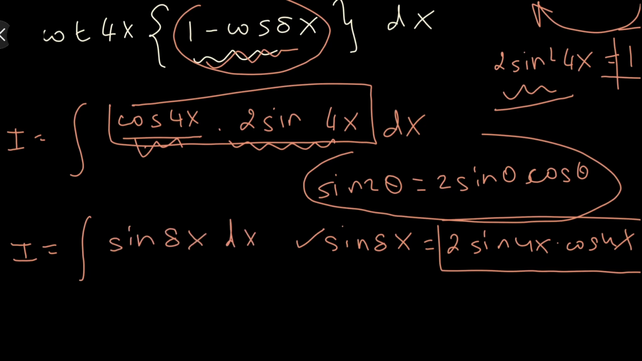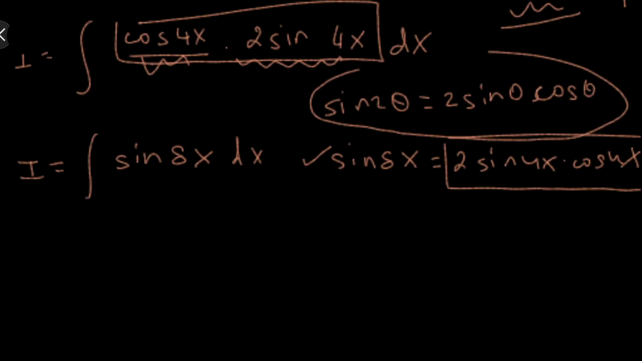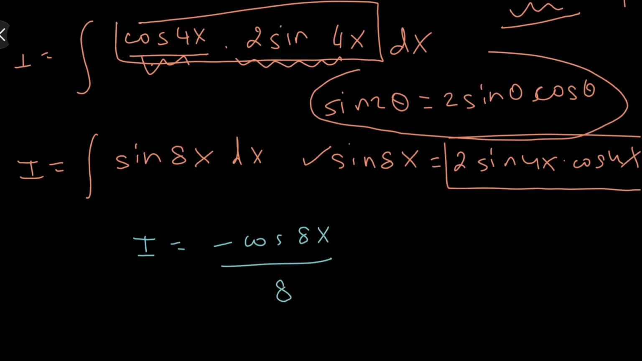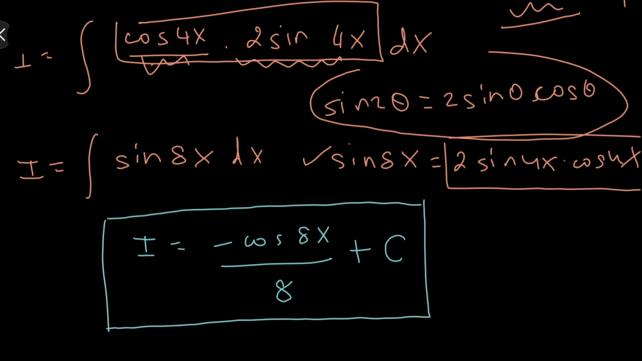Now the integration of this is very simple. All we need to do is a simple substitution for 8 times x, and after doing some simple calculation, the value of I will turn out to be negative cos of 8x divided by 8 plus the constant c, and this is the value of the first integration that is asked.